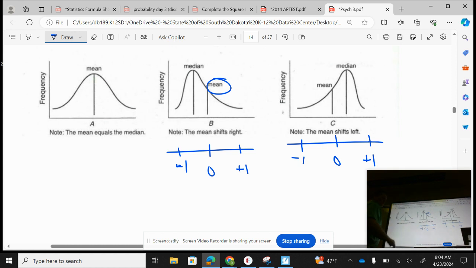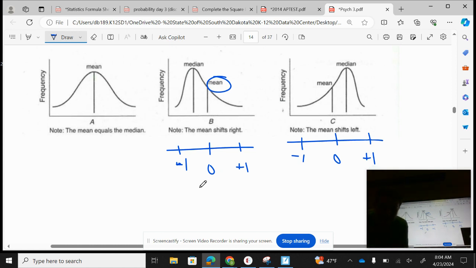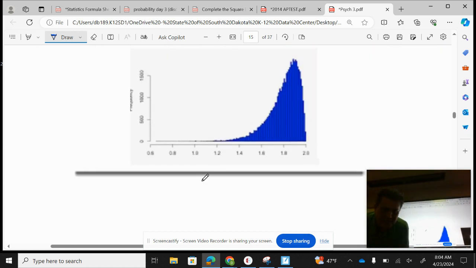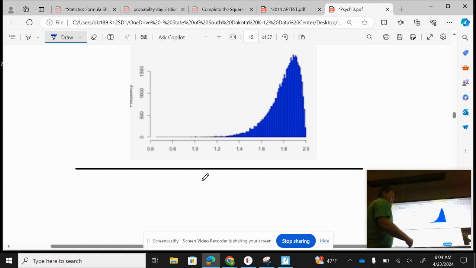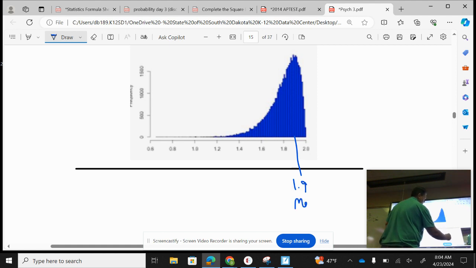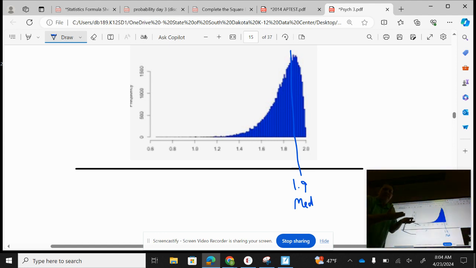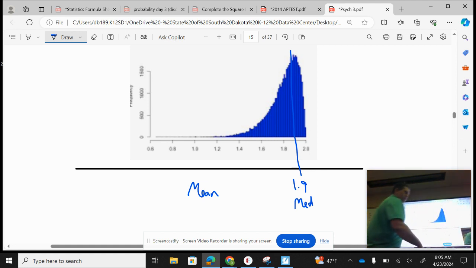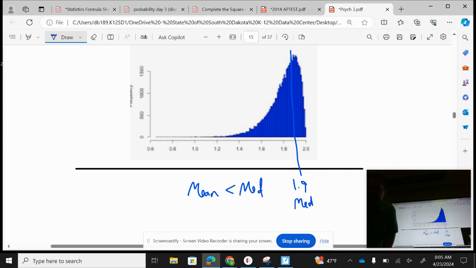I know there are always questions on the psychology test, also the AP stats test. So if we're looking here and we're saying, what might the mean and the median be? I think the median would be maybe about 1.9. It's going to be pretty much in the peak. But the mean would be lower because the mean is going to get pulled down to the left. So the mean is less than the median on that graph.